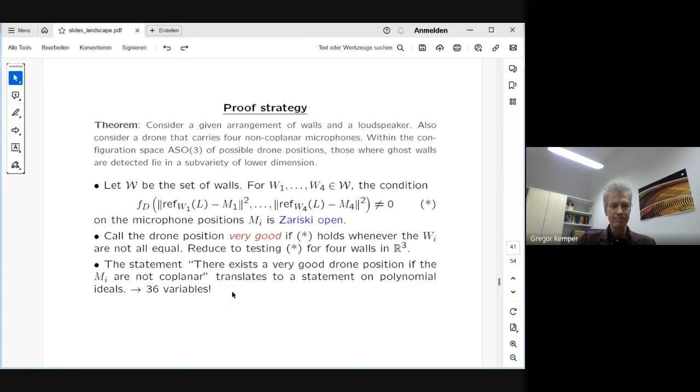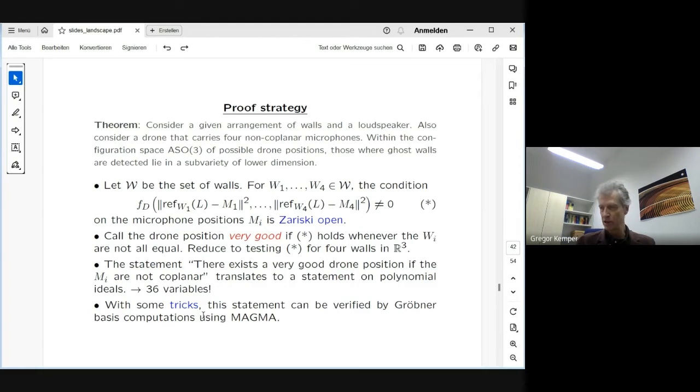So that is doable. And then the work really starts, because this statement about polynomial ideals then leads to a polynomial ideal problem in 36 variables. And as I guess we all know, this is very hard to do. And so we needed some strategies, some tricks, and so on to make this verifiable. And in the end, we did, with some computation time, verify this.